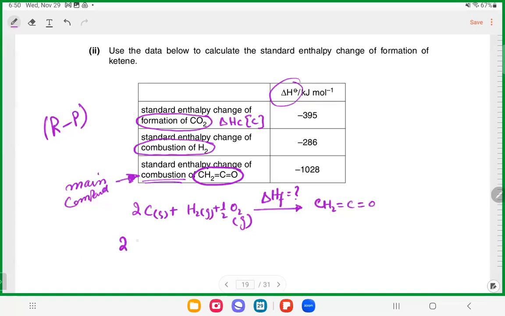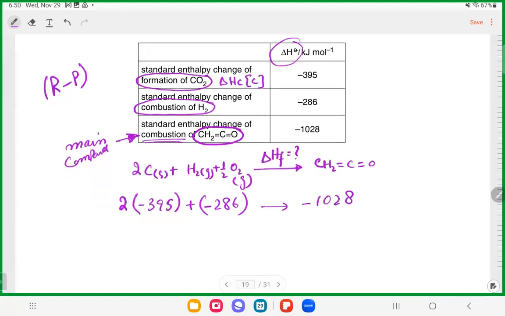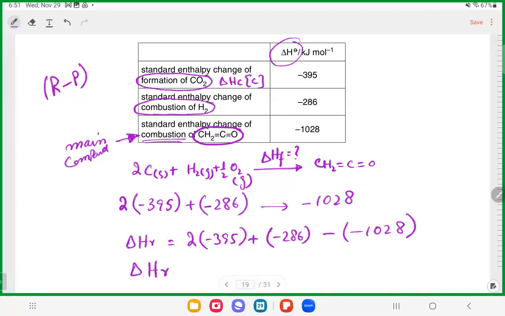Now it's simply reactant minus product, and you can do it. So 2 times the combustion of carbon, which is minus 395, plus the combustion of hydrogen, minus 286, and the combustion of ketene is minus 1028. Delta HR is reactant minus product: 2 times minus 395 plus minus 286, minus product, which is minus 1028. And delta HR is minus 48 kilojoules per mole.